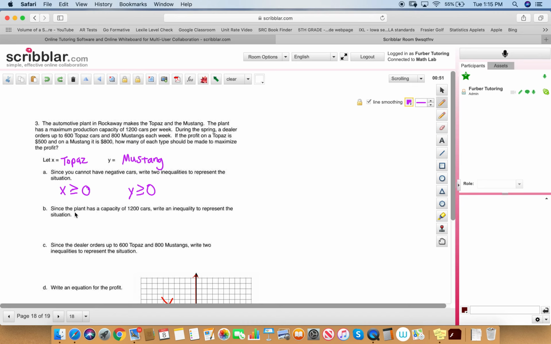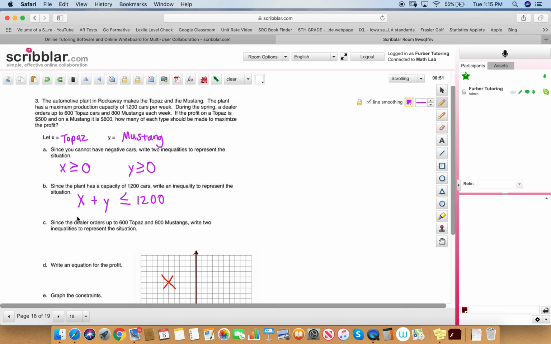So it says, since the plant has a capacity of 1,200 cars, write an inequality to represent the situation. They don't have enough room to store any more than 1,200 cars that they make at the automotive factory, okay? So the number of total cars, the number of Topaz plus the total number of Mustangs, has to be less than or equal to 1,200. They don't have any room for any more than that. So if I subtract, I'm going to get Y is less than or equal to negative X plus 1,200. Okay?